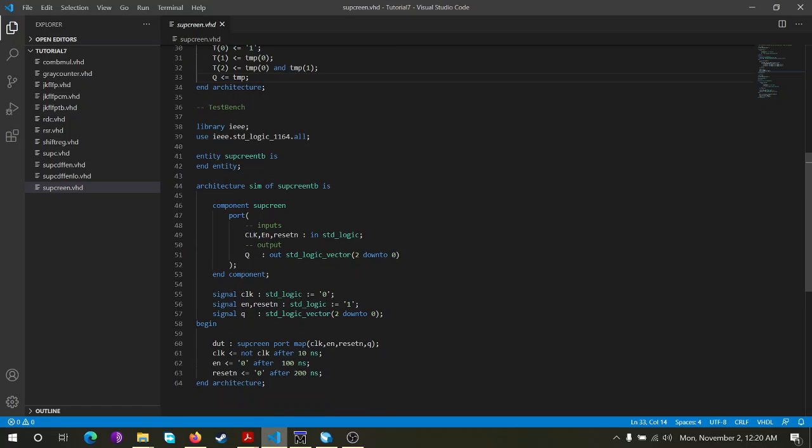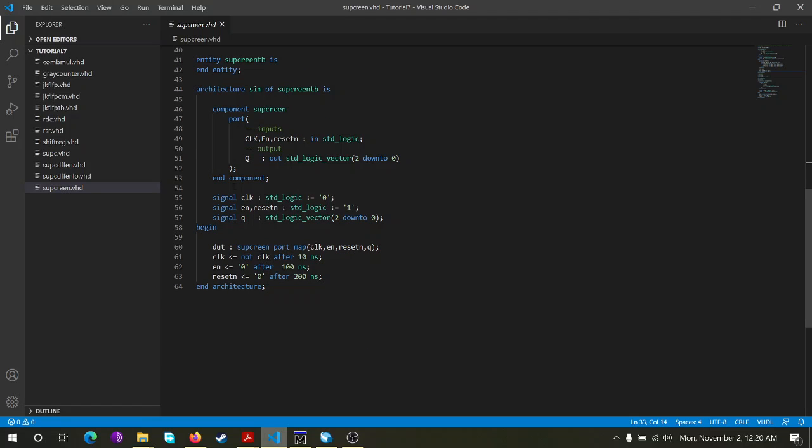Now you can see over here I have also designed a test bench. So this is a component declaration of our entity, and this is the component instantiation. These are the signals defined. You can see the clock is toggling at every 10 nanoseconds.